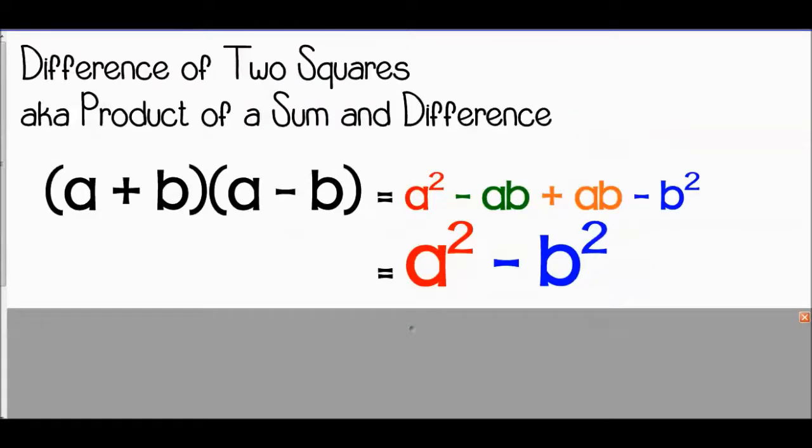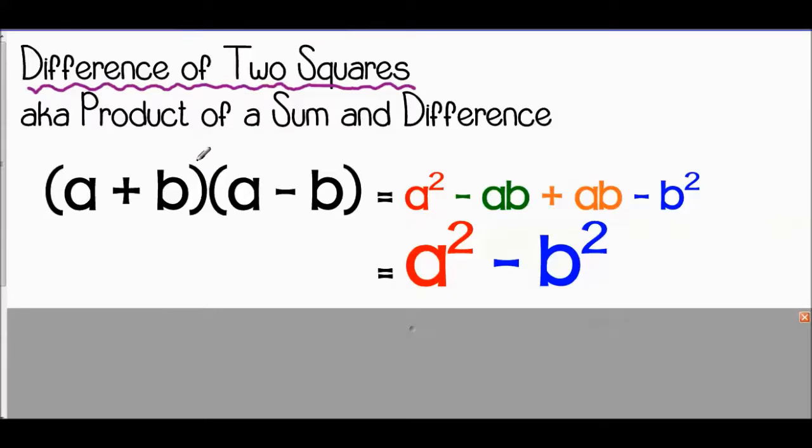Now let's look at our other special case. I call it the difference of two squares, and probably most algebra teachers call it that. For some reason, your book calls it the product of a sum and a difference. That's just a lot more math words. The difference of two squares. So the difference meaning I have this one adding and this one is subtracting.